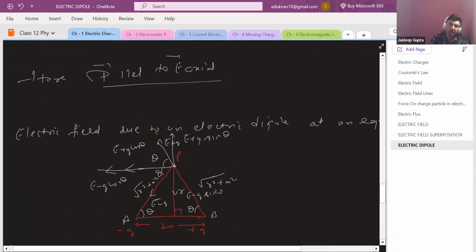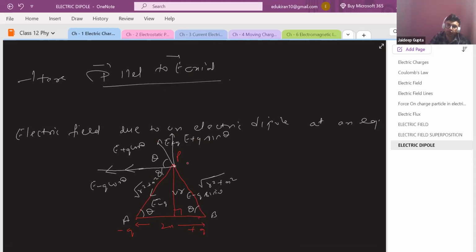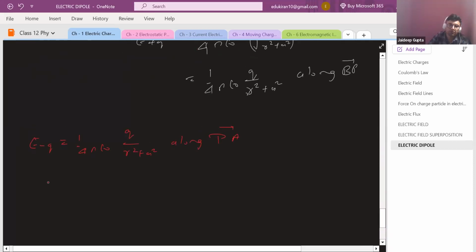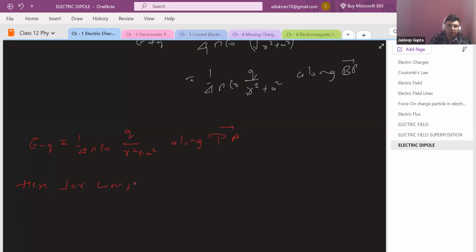Now here, E plus Q and E minus Q are equal in magnitude, so the perpendicular components E plus Q sine theta and E minus Q sine theta will cancel out because they are equal in magnitude but opposite in direction. Here perpendicular components will be cancelled out.